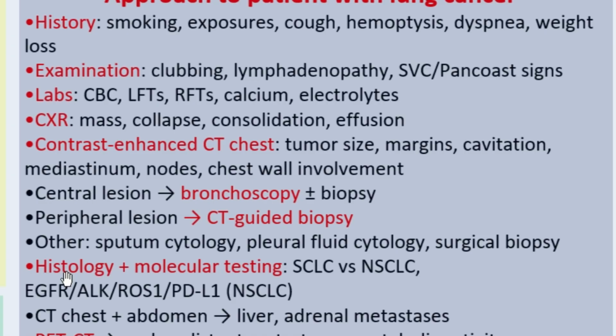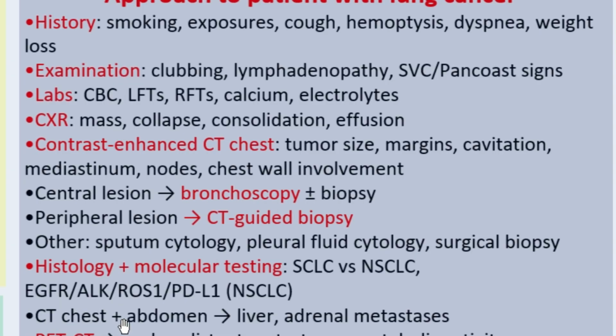And this is very, very important, because when you do histology, you're going to tell whether this is a small cell lung cancer or a non-small cell lung cancer. And when you do the molecular testing, you're testing for the genes that may be responsible for driving this cancer. So we have the EGFR gene that has been implicated, the ALK gene, the ROS1, and the PD-L1. These are important because we have drugs that target these specific genes or aberrations and help us to improve the survival of this cancer.